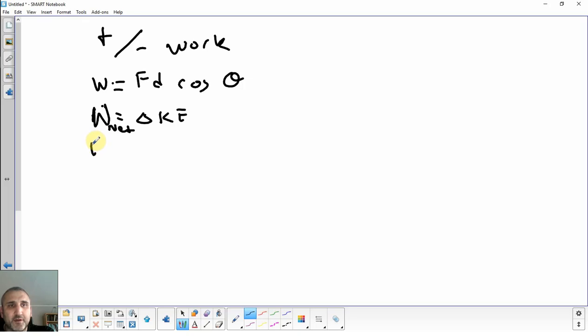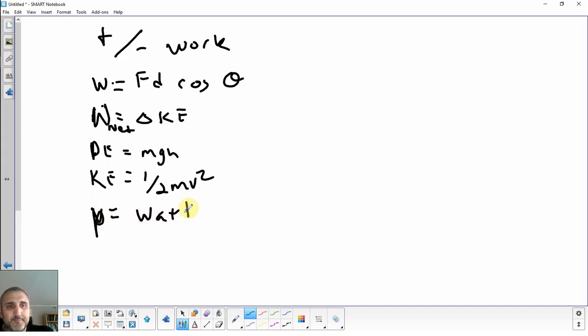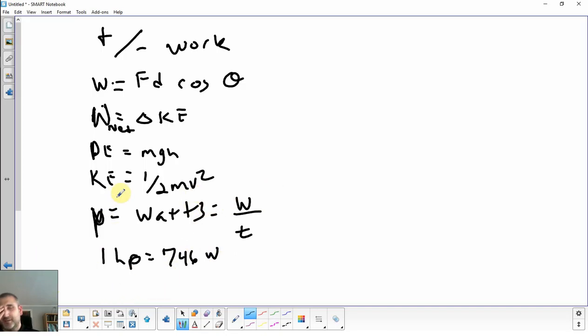And then we started talking about types of energy. PE, mgh. KE is 1/2 mv squared. Power is watts, which is work over time. And then I don't think I'm going to have you do any horsepower stuff, but if you really need it, 1 horsepower equals 746 watts. All right, so I hope that that about does it. That's the equations you need to do. I hope you were conscious during class and you can answer some questions about this stuff. Good luck studying.